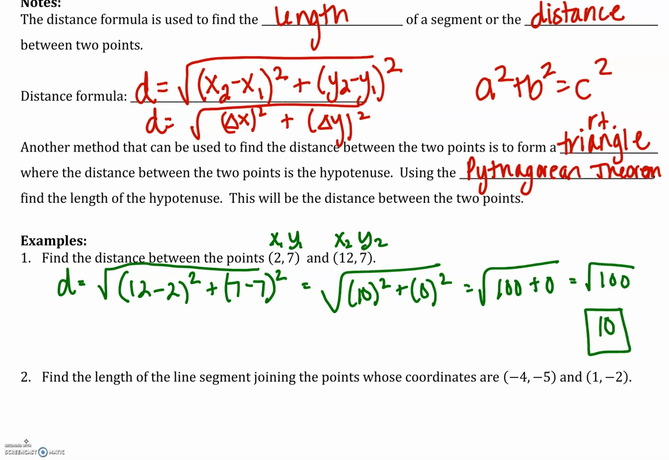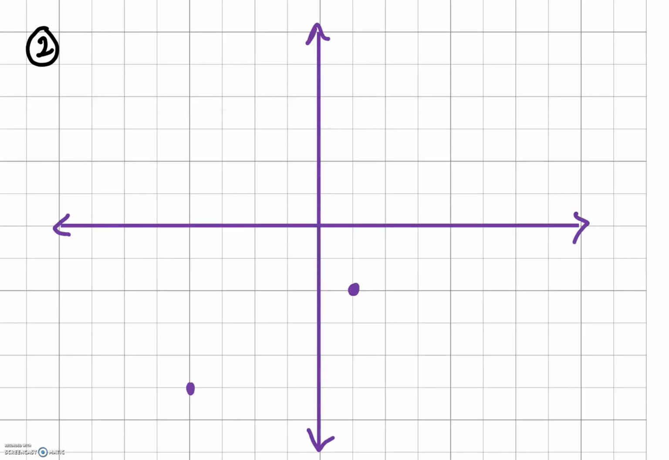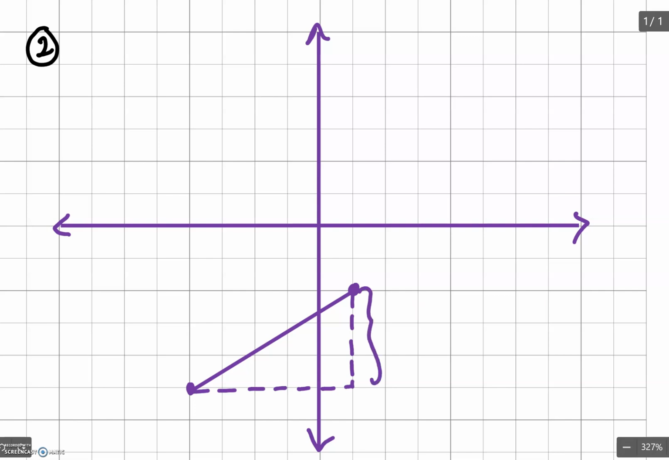If you're going to do this on the graph, like in number 2, I have -4, -5, and 1, -2 graphed on graph paper. In order to find the distance between these 2 points here, you're basically forming a little right triangle by connecting the horizontal and vertical distances. And then all you have to do is count the units. So you can do it this way. This is 1, 2, 3, and this is 1, 2, 3, 4, 5.